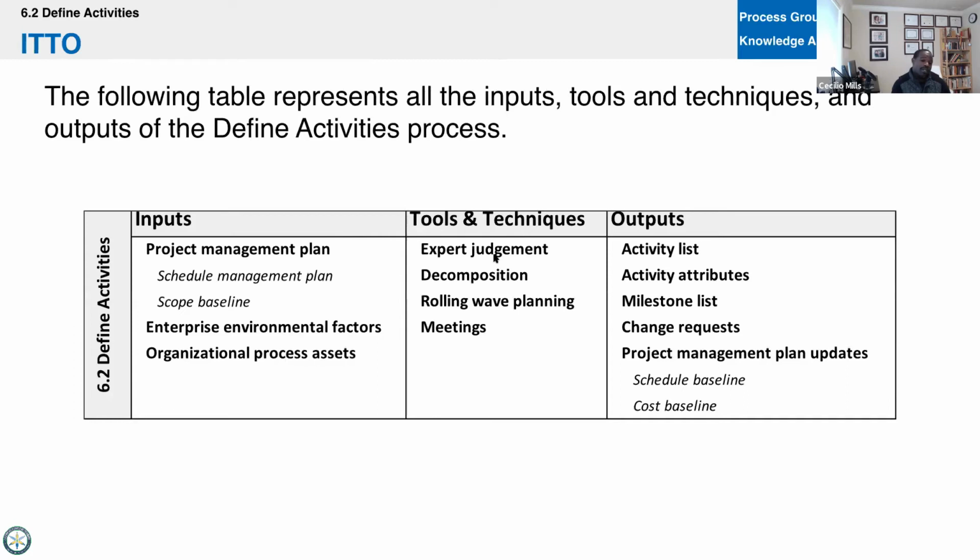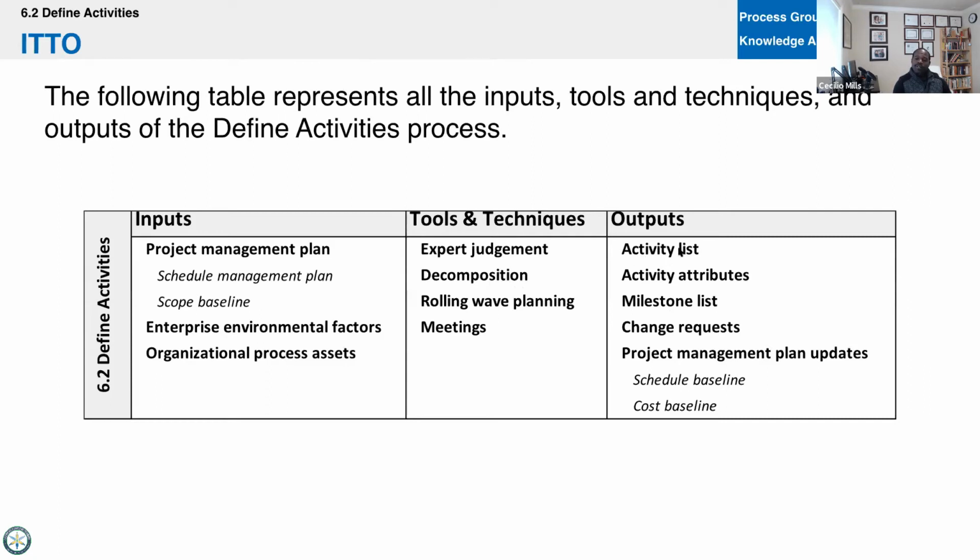Expert judgment. We're using decomposition again. We're now taking the work packages and decomposing them. Think like breaking ground. We're going to break it down into activities. We may use rolling waves, so I'll dive into this one. And then we get some distinct outputs here.